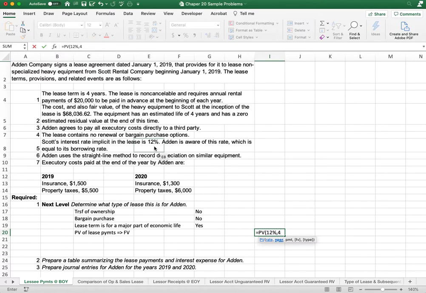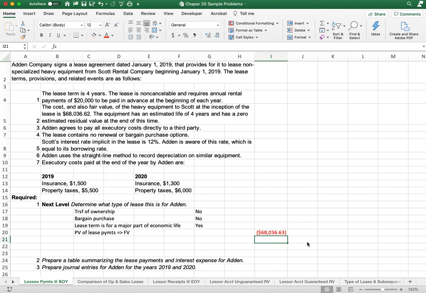The number of periods is the 4 years. The payment is $20,000. And then because the payments are made at the beginning of the year, in this particular present value function, we need to make sure we select 1 for type. So you can just put a comma, and ignore the future value, and then we'll type 1, and then close parentheses, and we get $68,036.63. And so the present value of the lease payments is equal to the fair value at inception. So the answer here is yes.